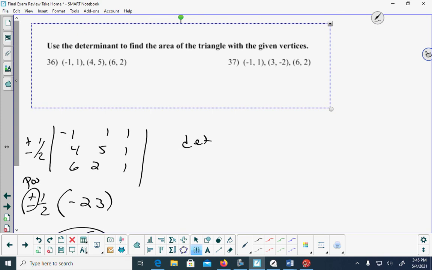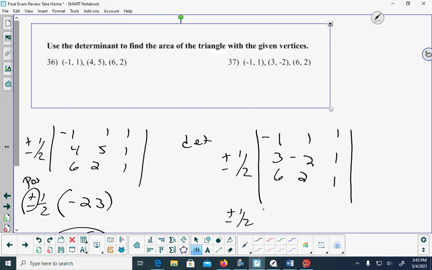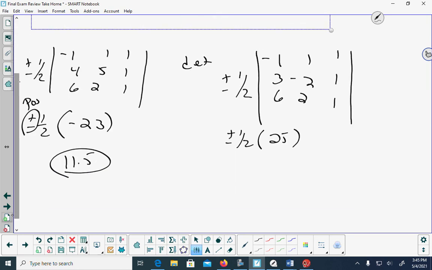Next one, I'm going to do -1, 1, 3, -2, 6, 2, 1, 1, 1. Find the determinant of that, and then do plus or minus 1/2. When I find the determinant of this, it ends up being a +25. So I'm just going to divide it by 2 and get 12.5. Again, it represents an area. It has to be positive.